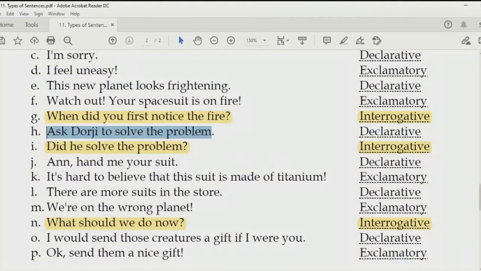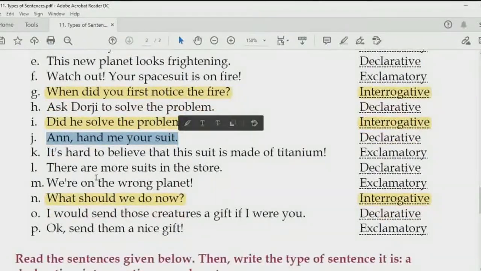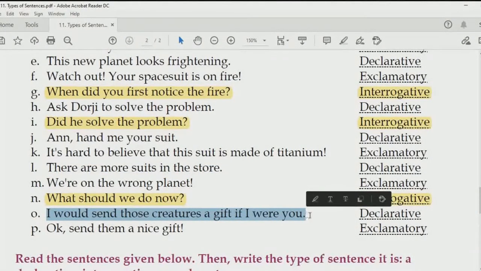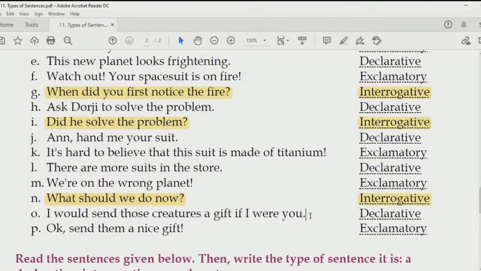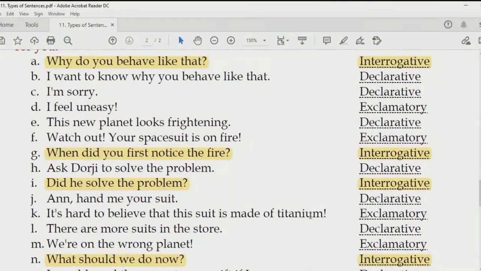Ask Dorji to solve the problem. Very simple sentence. And hand me your suit. Very simple sentence. There are more suits in the store. Simple sentence. I would send those creatures a gift if I were you. Also a very simple sentence. And why did these sentences sound so simple?